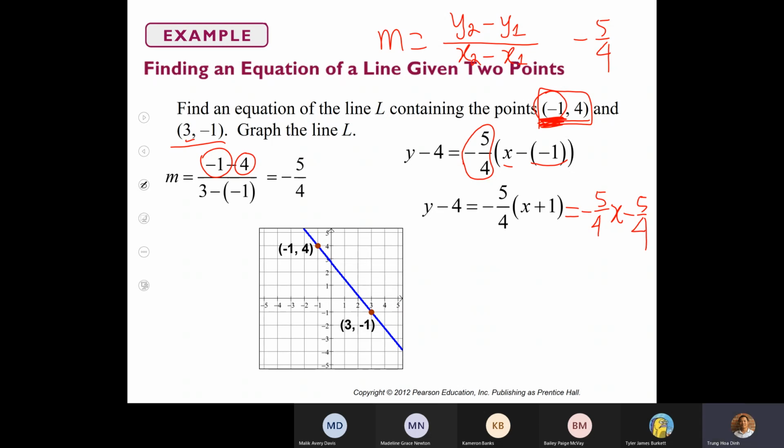And we simplify that. You bring the 4 to the right-hand side and change the sign. You get y equal to -5/4 x plus 4 minus 5/4. Does that make sense? And then we see 4 minus 5/4 will be 9/4. No, 11/4, sorry. We get y equals -5/4 x plus 11/4. So you got that equation.